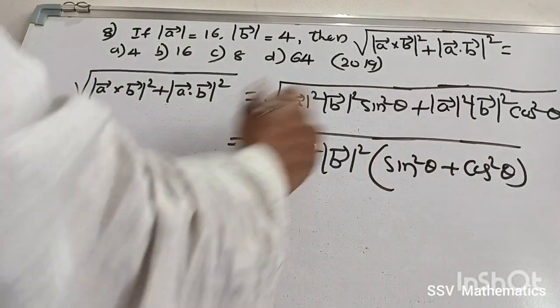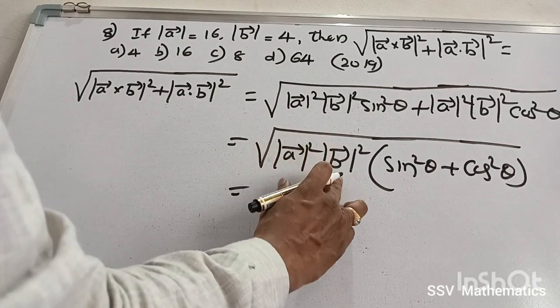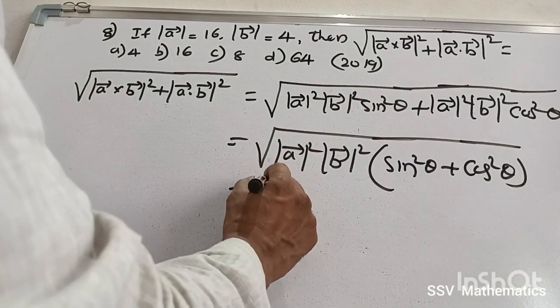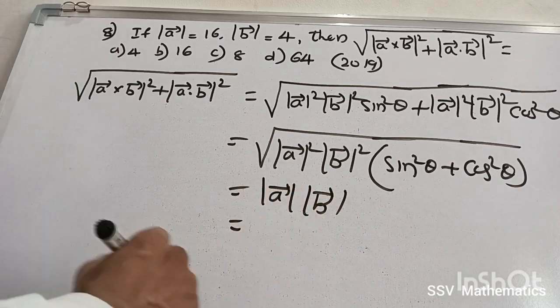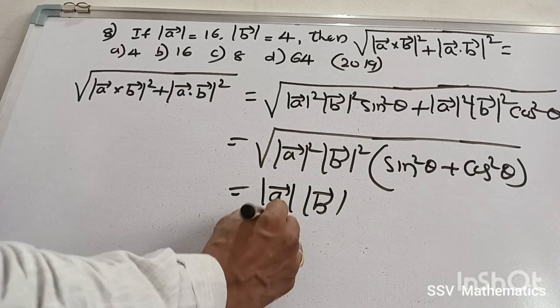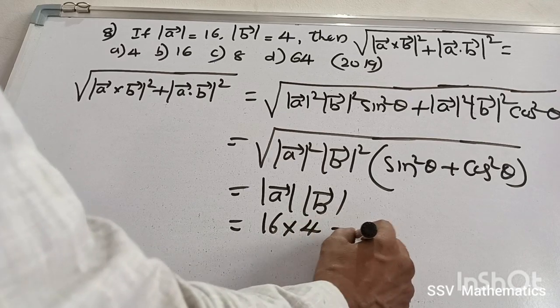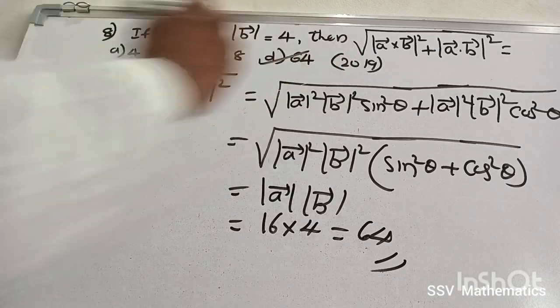1 into magnitude of A square into magnitude of B square, square root is there. So therefore, this is magnitude of A into magnitude of B. So values are given. Magnitude of A is 16 into magnitude of B is equal to 4. The product is 64. Therefore, option D is correct.